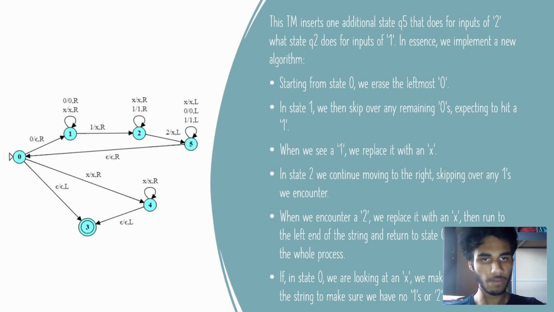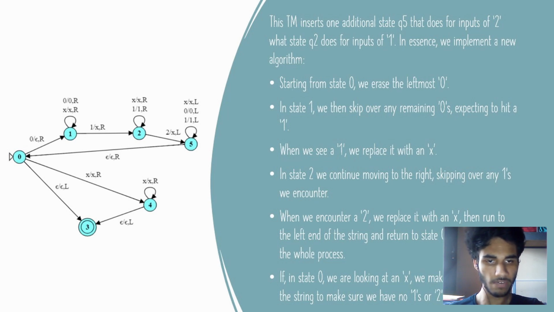Starting from state 0, we erase the leftmost 0. In state 1, we skip over the remaining zeros, expecting to hit a 1. When we see a 1, we replace it with an x. In state 2, we continue moving to the right, skipping over any ones we encounter. When we encounter a 2, we replace it with an x.